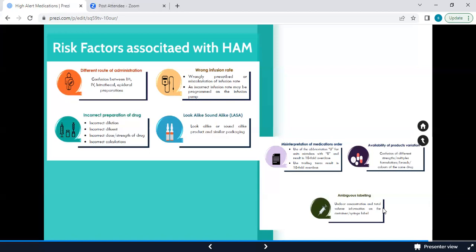Another thing with insulin is the availability of product variation. We have got insulin regular, insulin aspart, insulin glargine, and so on. So there is confusion from the different strengths, multiple formulations, multiple brands, and the color of such medication. And lastly is ambiguous labeling, when there is an unclear concentration or unclear total volume information on the container or the bag of the electrolyte. All of these contribute to increasing the risk of using high alert medications, so we have to be aware of them.